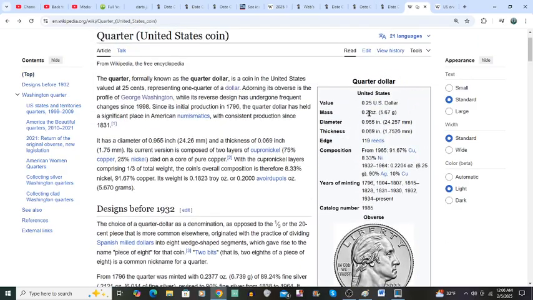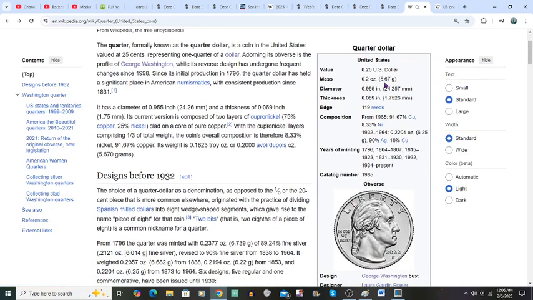Interesting stuff about this: thickness 0.069 inches, diameter 0.955. Look, the edge has 119 reads, the little dimples around the edge of that thing, 119, 9/11. We don't need to go through all the numbers here.